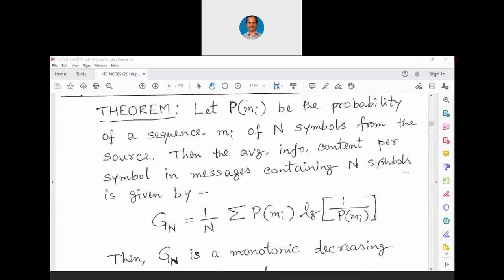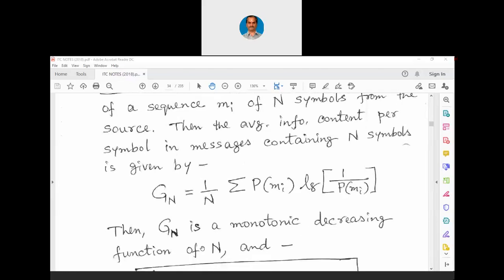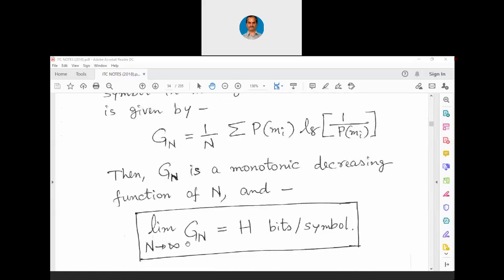This average information content per symbol in messages containing n symbols is given by Gn equals 1 over n, summation of P of Mi into log of 1 over P of Mi. The classical definition of entropy remains the same. Now this Gn is a monotonic decreasing function of n, and the limit of n tending to infinity of Gn equals H bits per symbol. What does it mean?